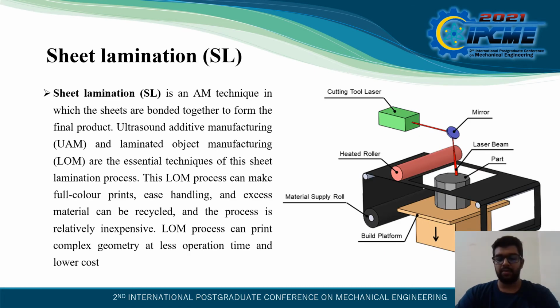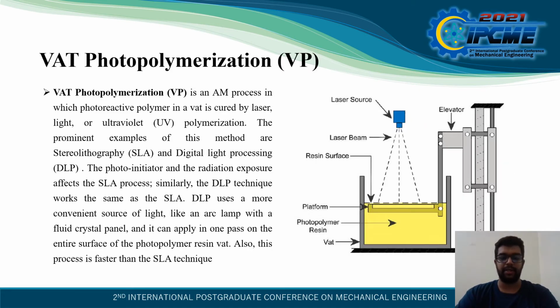And in the sheet lamination process, solid sheet metal is used to make a product. Here, the raw material is in sheet form only. It is bonded near the build platform, and later a cutting tool, laser or else a cutter, is used to cut the required shape, and the printing process happens. The main technologies used here are ultrasonic additive manufacturing and also laminated object manufacturing.